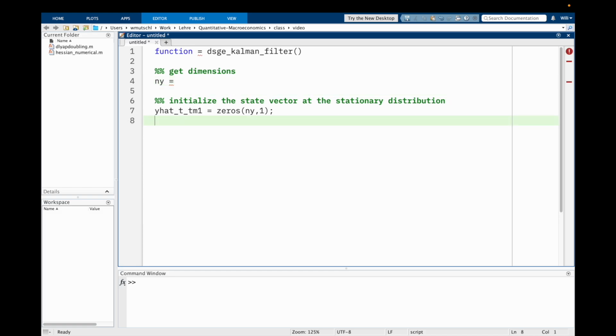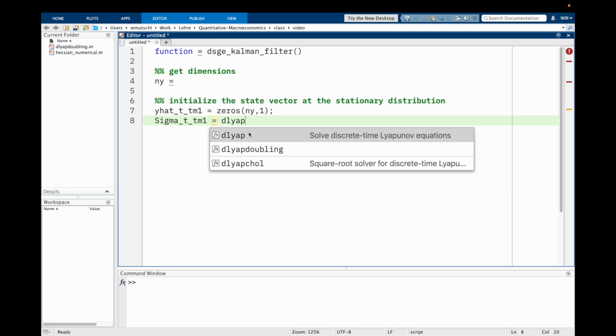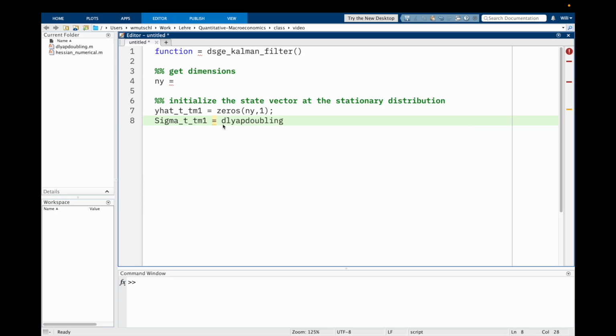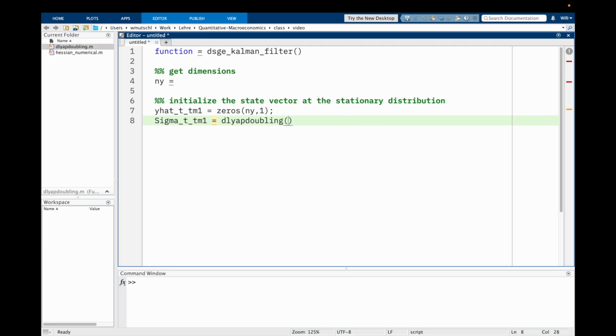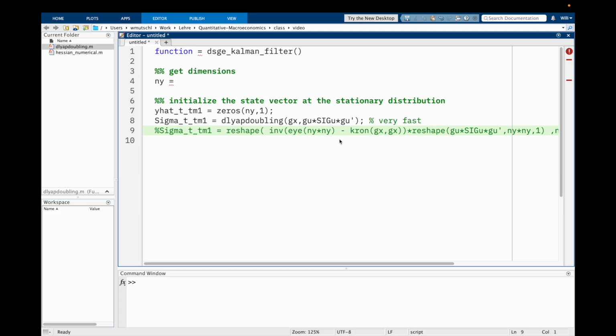What about the covariance matrix? Well, this is defined as sigma t tm1, and we know that we can use the solution to the Lyapunov equation. I've already copied our function for solving Lyapunov equations, and here I need to enter gx and gu times sig u times gu prime. Okay, this is usually very fast. You can also use the Kronecker product.